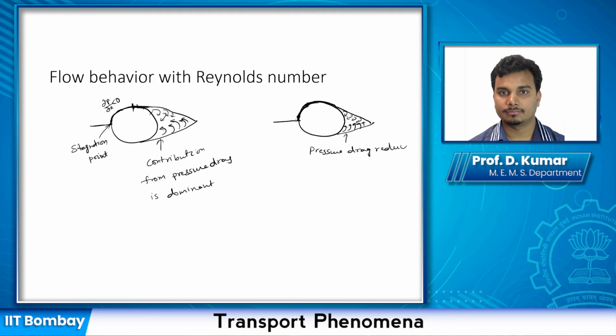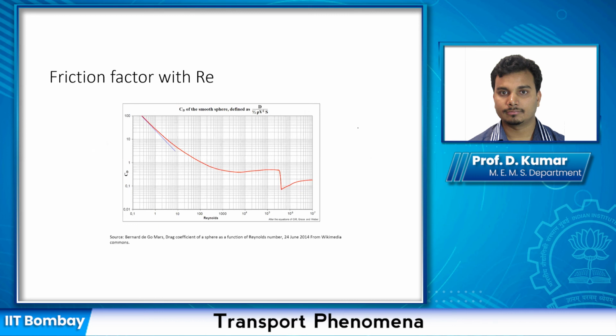Pressure drag is significantly reduced, so this results in a decrease of overall drag as well, because your friction drag is whatever it is. It has increased a little, but since the major contribution is from the pressure drag, the drag actually comes down. Okay, and this you can see in this correlation.